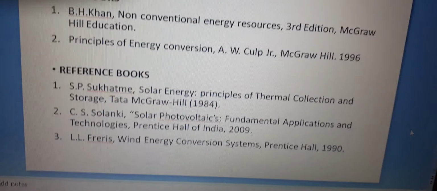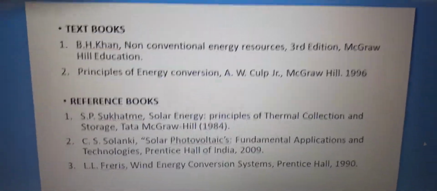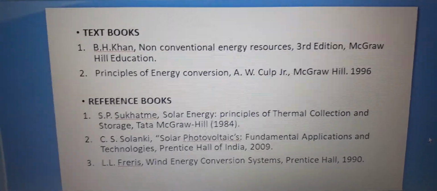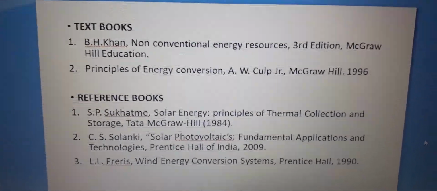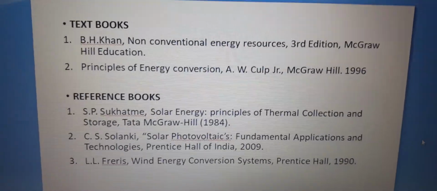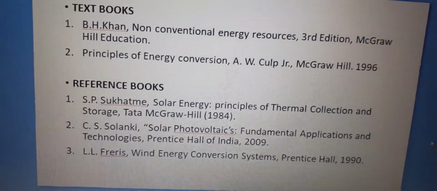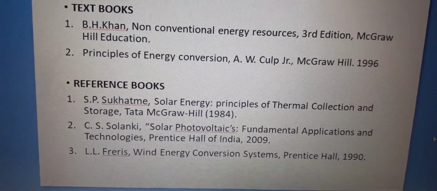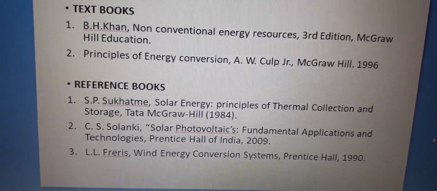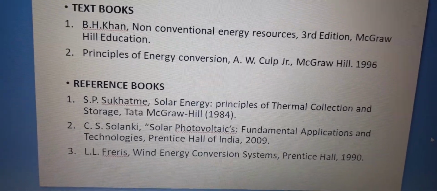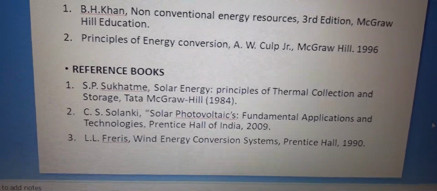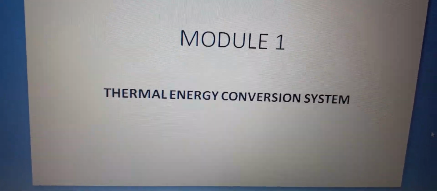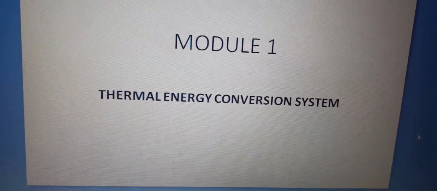For textbooks we can refer to B.H. Khanna, Non-Conventional Energy Resources, 3rd edition, McGraw Hill Education, Principles of Energy Conversion, and reference books are S.P. Sukhatme, Solar Energy, Principles of Thermal Collection and Storage, Tata McGraw Hill. These are the reference books. Next we'll start with module 1, thermal energy conversion system.